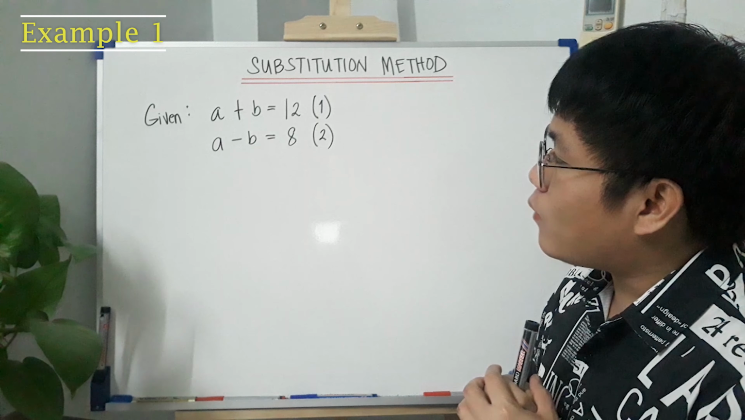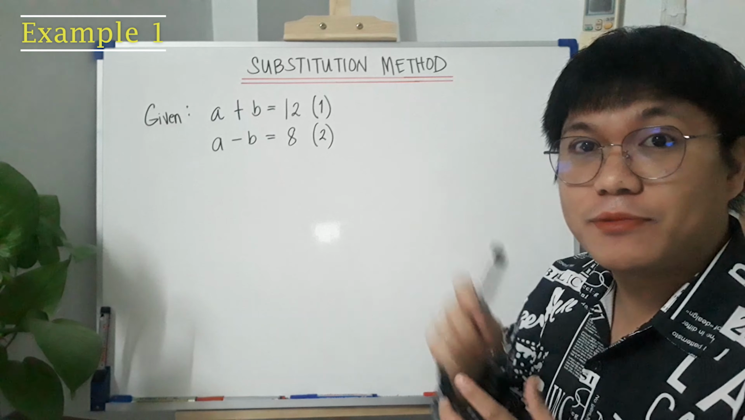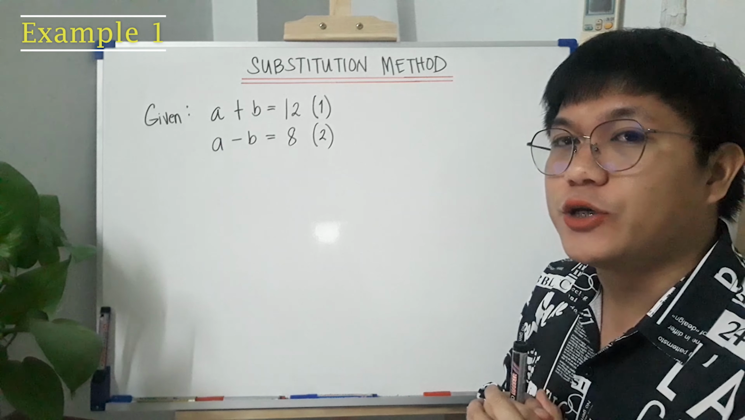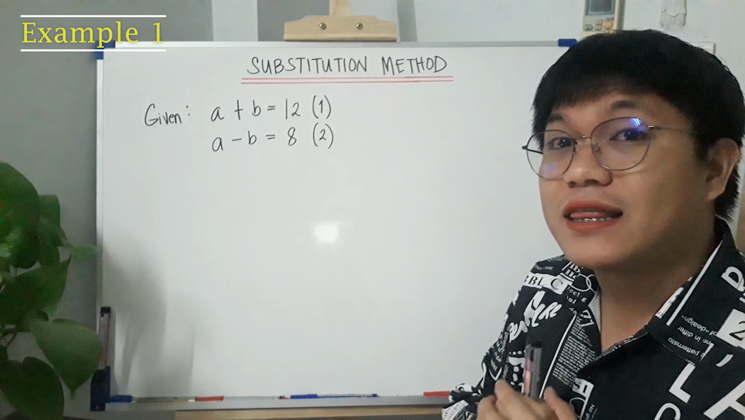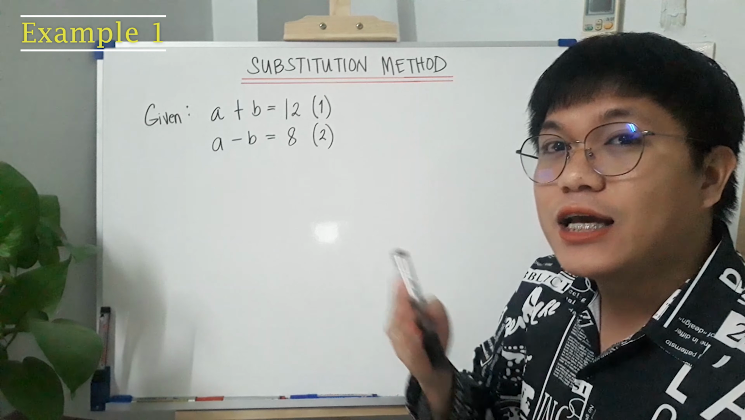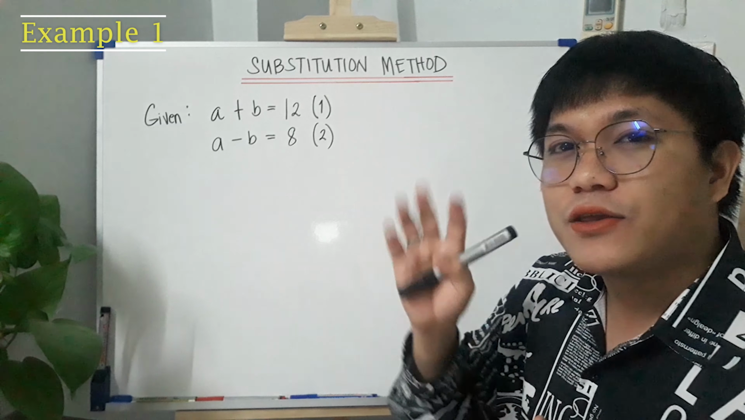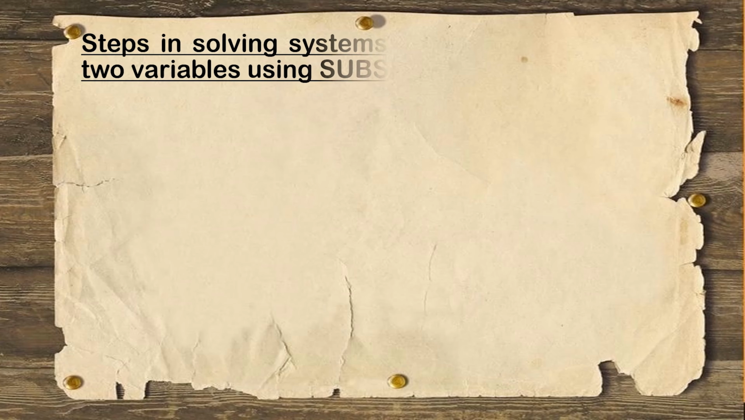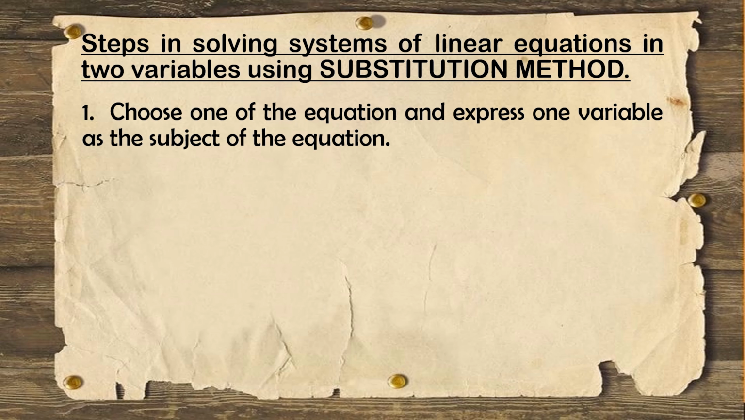A plus B equals 12, which is our equation number 1. A minus B equals 8, which is our equation number 2. Now, in solving for these systems of linear equations using substitution method, there are 4 steps that we have to follow. The first step will be: choose one equation and express one variable as the subject of the equation.